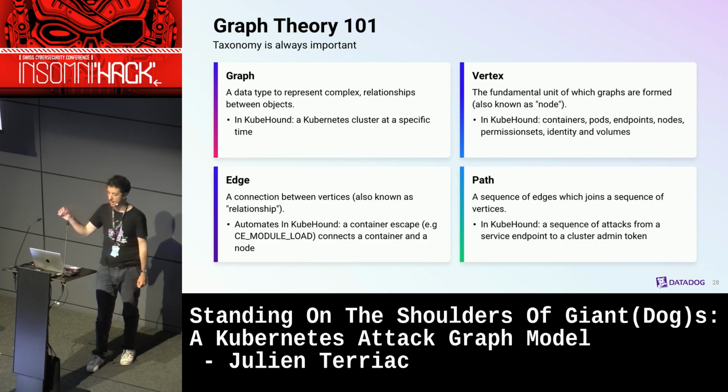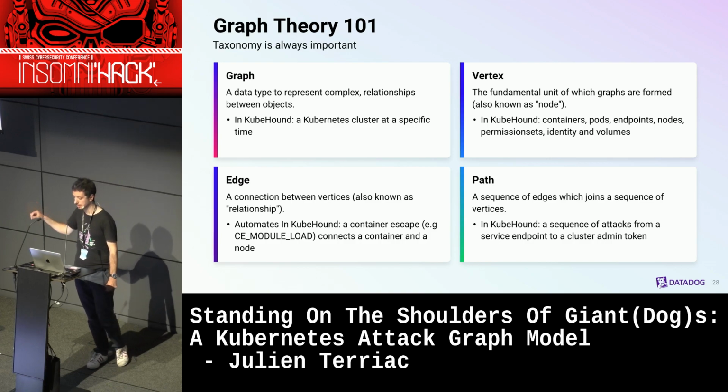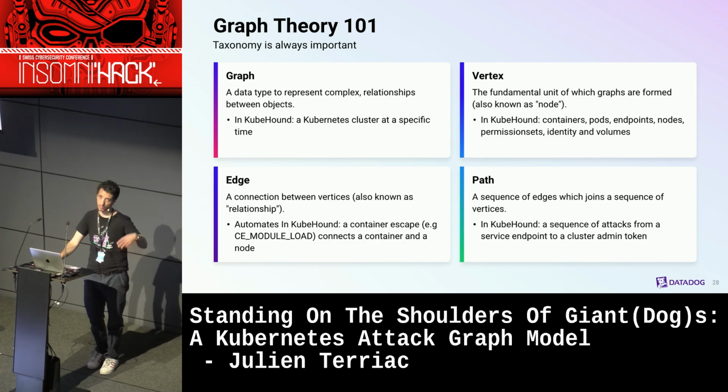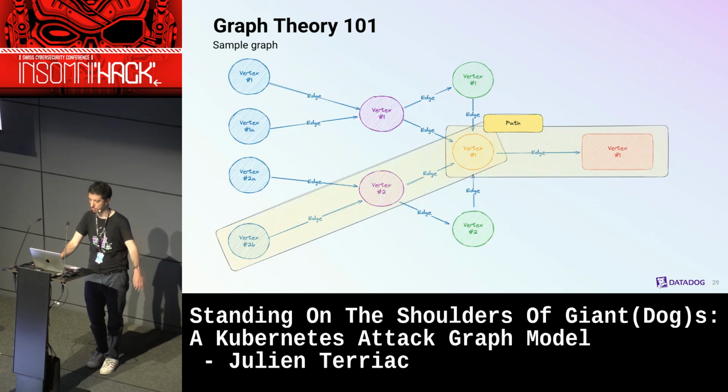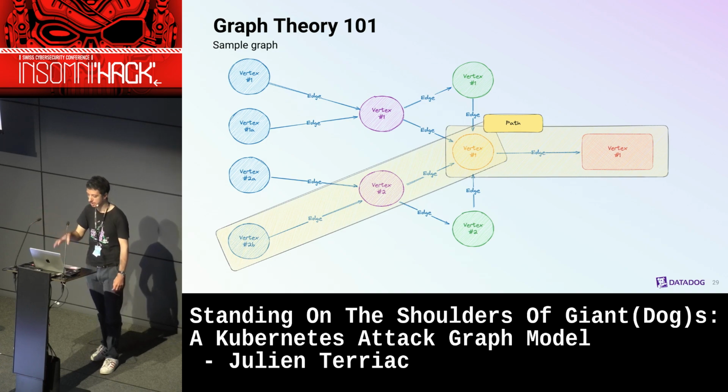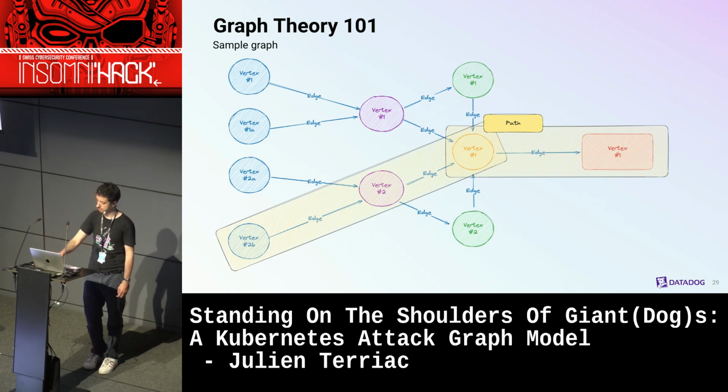And the other one you have is path, and path is really the output of everything linked together. What we really want to do, usually, is get to cluster admin. That's the main purpose. So if we take everything together, we've got a vertex, the edges, and if you link more together, you get a path, and that's really what we want.